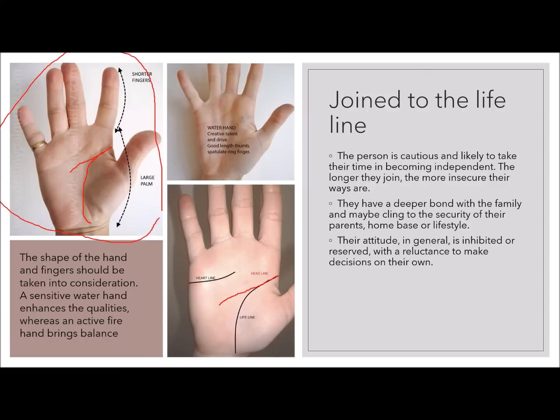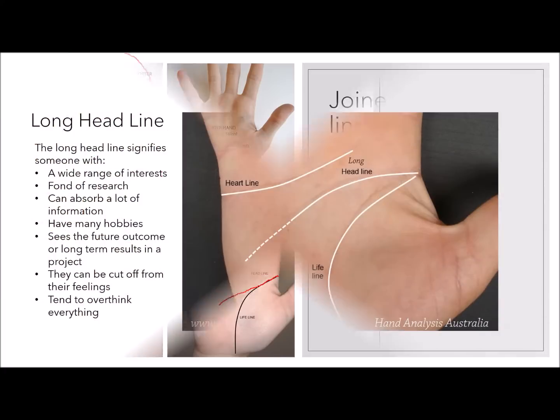Like I have here, the shape of the hand and the fingers should be considered. A sensitive water hand might enhance the qualities of insecurity, whereas active fire hand brings a bit more balance. So if you understand the fire hand is a more solid palm with shorter fingers, and the water hand has a more long, narrow palm with longer fingers.